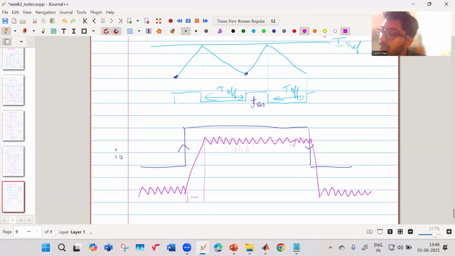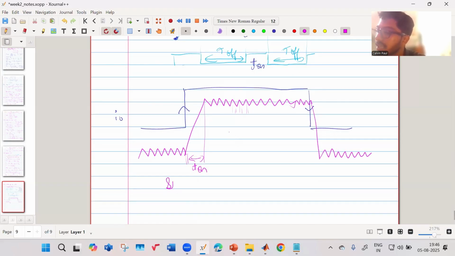So this T on can be adjusted. It can work like this. It is possible for it to go like this. So this is the step up part, and the step up performance is good.